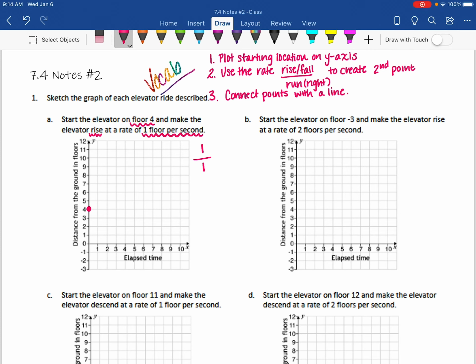So when we think about rise over run, if it's a whole number for your rate, that denominator is going to be 1. So we're going to rise 1, which means we're going to go up, and then we're going to run 1, which means right. So we're starting at the y-intercept, we're going to rise 1, run 1. Plot your second point. Connect the dots, and you're done.